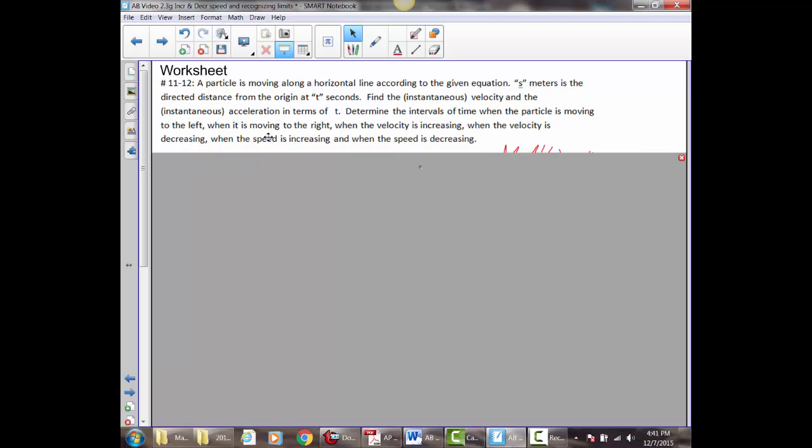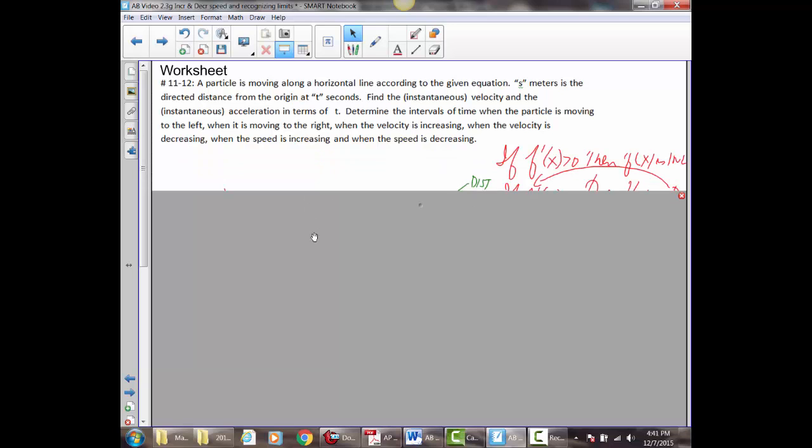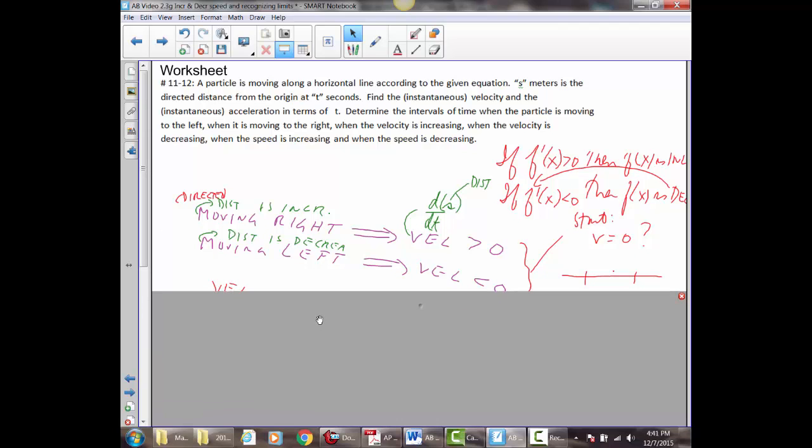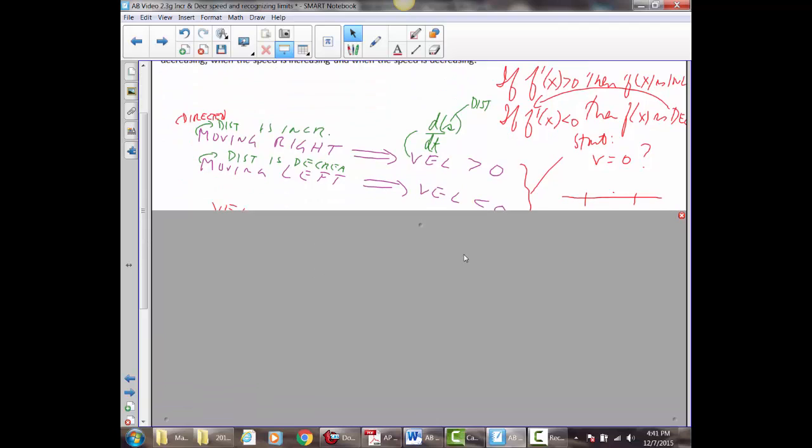However, these last 2 questions is what's new. When is the speed increasing? When is the speed decreasing? Okay, so we already know it's moving to the right when the velocity is positive.